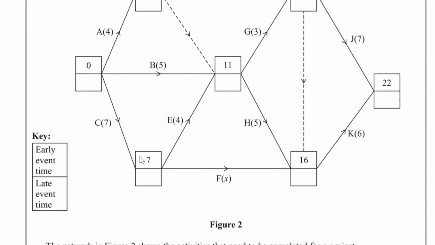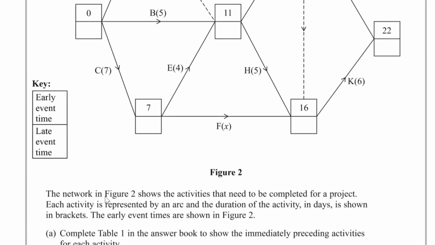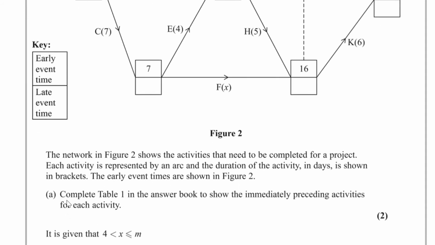Question number 5. The network in figure 2 shows the activities that need to be completed for a project. Each activity is represented by an arc and the duration of the activity in days is shown in brackets. The early event times are shown in figure 2. For part A, we have to complete table 1 in the answer book to show the immediately preceding activities for each activity.